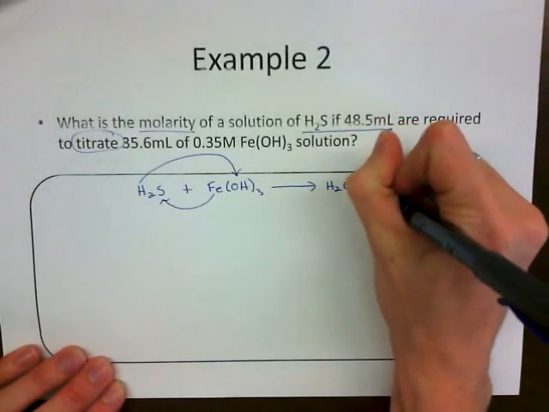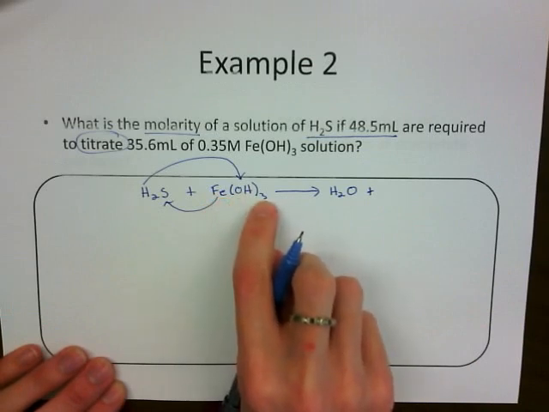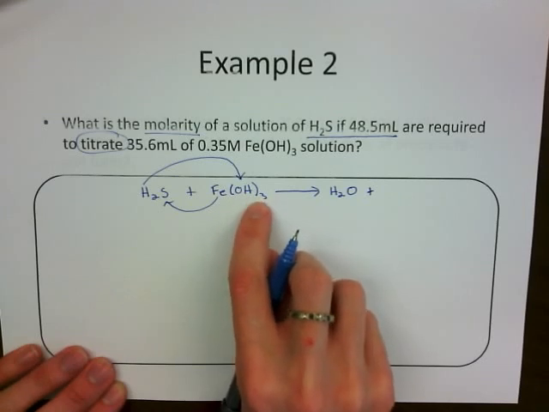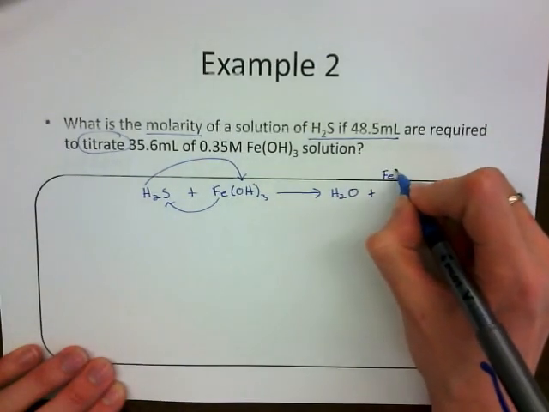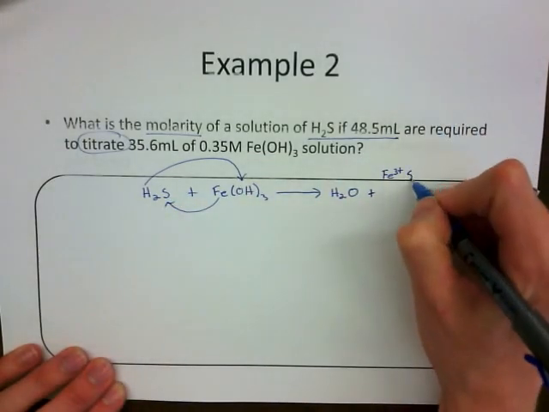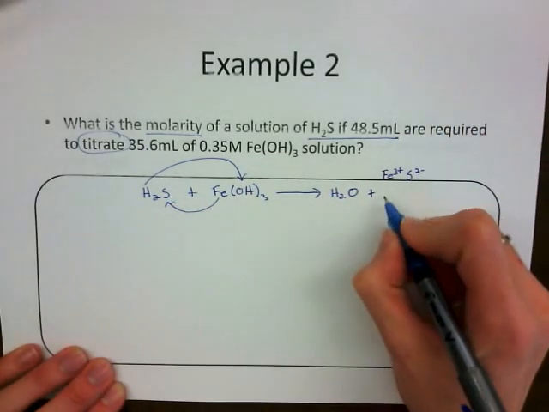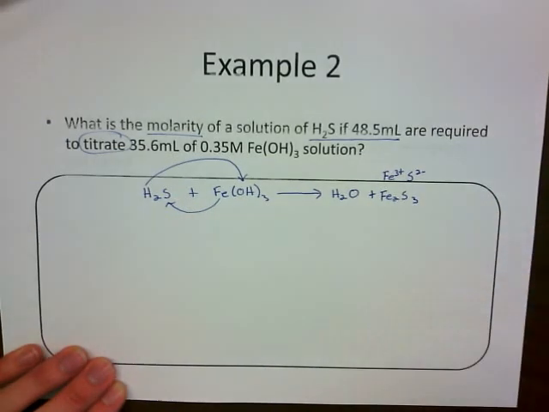Iron and sulfur, we need to be careful here. Iron is a transition metal. We don't know its charge right off the bat, but if we look here at the subscript on hydroxide, that tells us that the charge on iron has to be a positive 3 for it to balance out the 3 minus 1s for hydroxide. So I have iron 3 and sulfur, which we know to be a 2 minus. So when I swap and drop, I get Fe2S3.